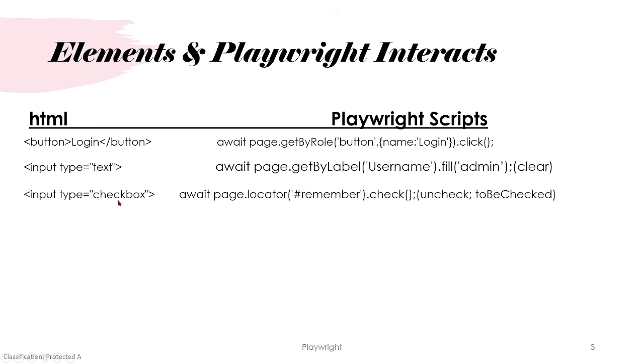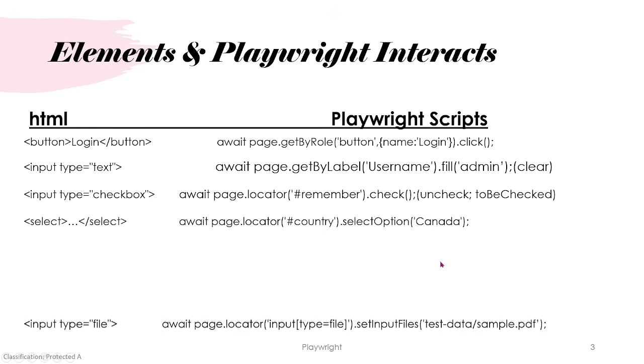Input type equals checkbox: with page.locator checkbox, check, or use another action, uncheck, or check this checkbox to be checked. This is a drop-down. Select this drop-down. The drop-down list name is country. So selectOption equals Canada.